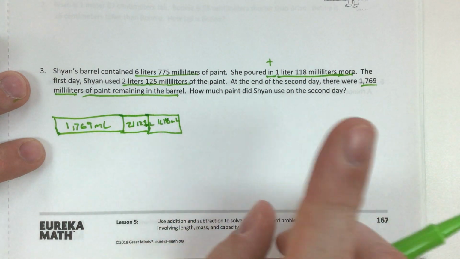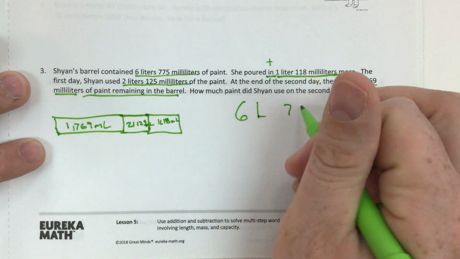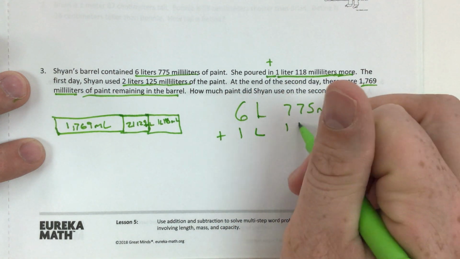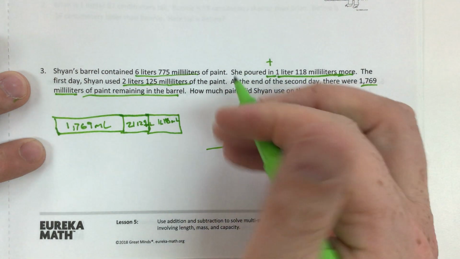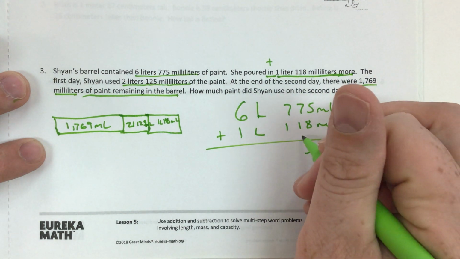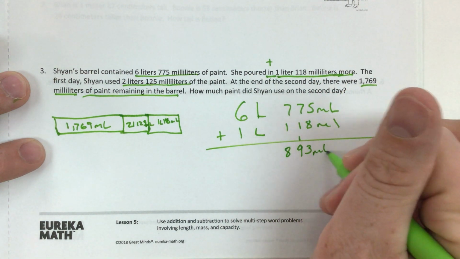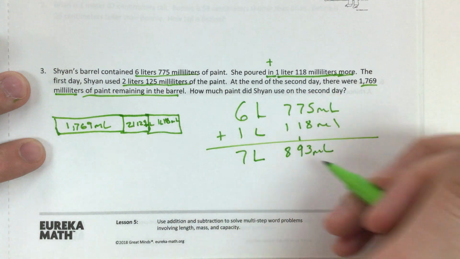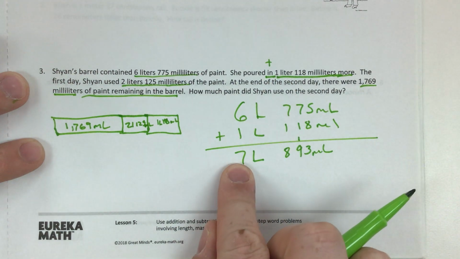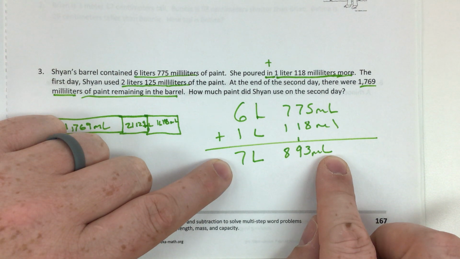But you're trying to work through this problem. So if I have 6 liters, 775 milliliters, and I know I added 1 liter, 118 milliliters, that is the amount that I would have. 8 and 5 is going to be 13. 7 and 1, 8, 9, 8. So she had this barrel, added 1 liter, giving me a total of 7 liters, 893 milliliters.